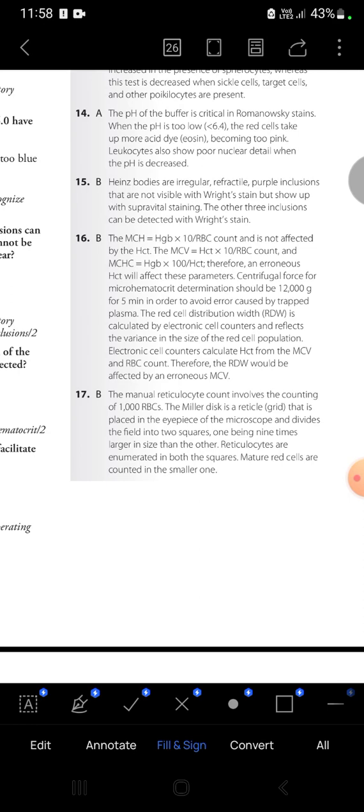Centrifugal force for microhematocrit determination should be 12,000 g for 15 minutes, in order to avoid error caused by trapped plasma. The red cell distribution width, RDW, is calculated by the electronic cell counters and reflects the variance in the size of the red cell population. Electronic cell counters calculate HCT from the MCV and the RBC count. Therefore, the RDW would be affected by an erroneous MCV.